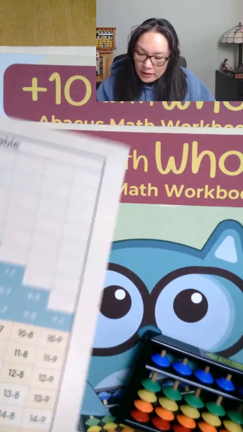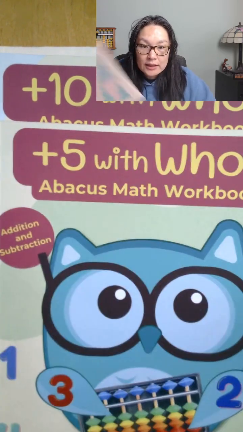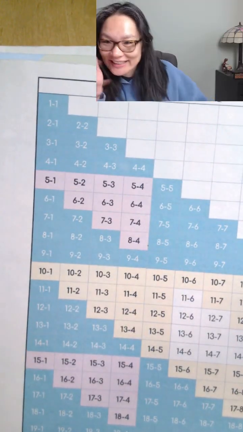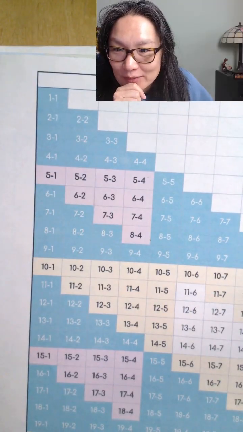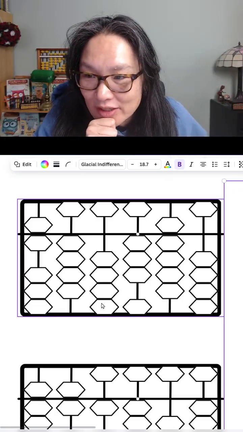Okay, so there's the pattern for the addition table. This is the pattern for the subtraction table. Oh, dandelion. Okay, so let's do some bead recognition. What number do you think this is?